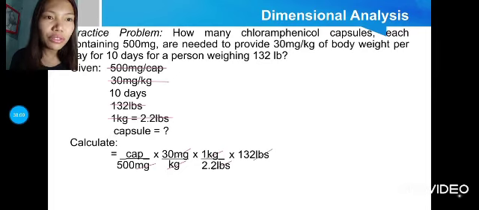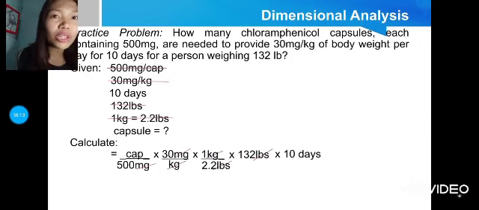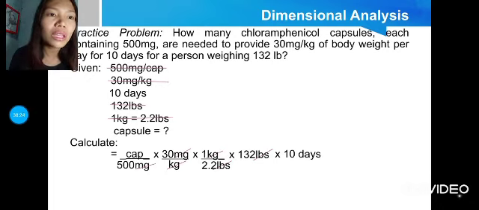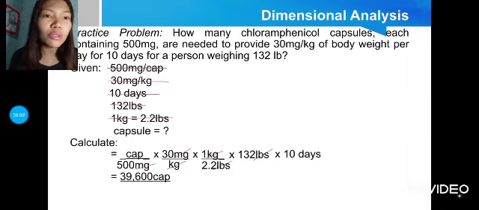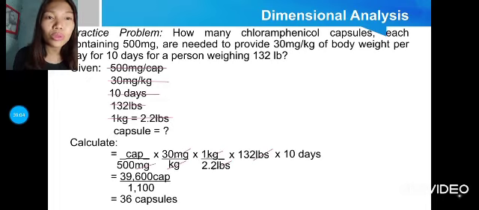Okay. And then, after that one, may 10 days ka na bilhin. So, i-times mo na lang siya. Times 10 days. So, what will happen now? Multiply mo tanan yung numerator and you also will multiply tanan yung denominator. 1 times 30 times 1 times 132 times 10 days. That is equivalent to 39,600. So, i-add mo yung mga capsule kay yun na siya nabilin nga unit. And then, for your denominator, 500 times 2.2, that is equivalent to 1,100. So, divide mo siya. So, your answer is 36 capsules, which is the total capsules needed for the patient for 10 days.